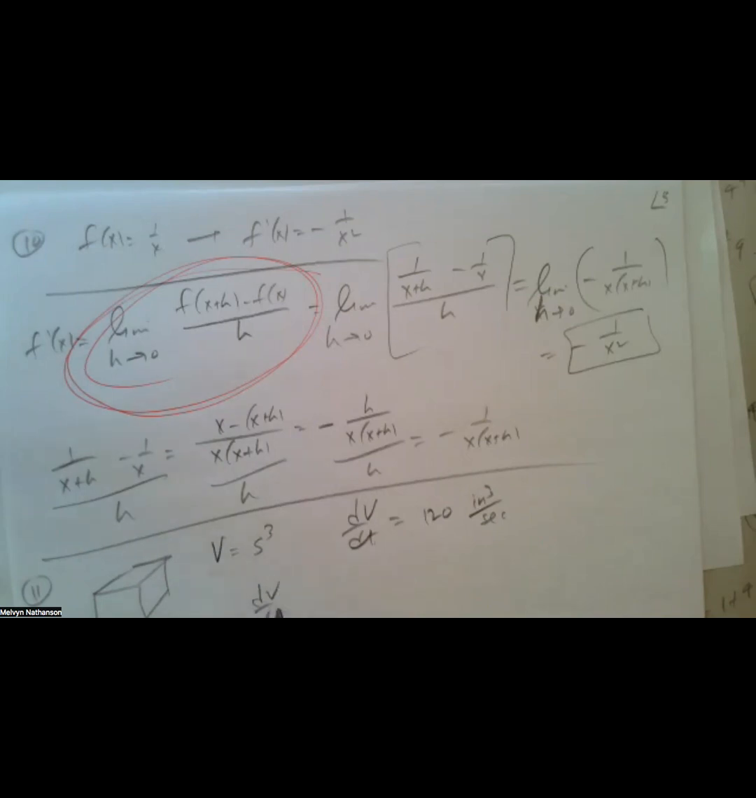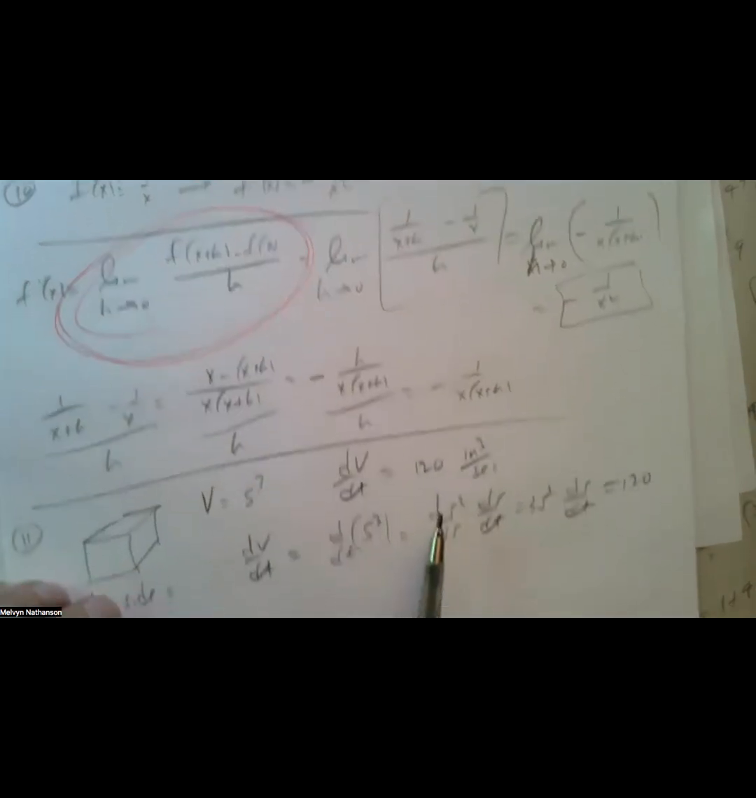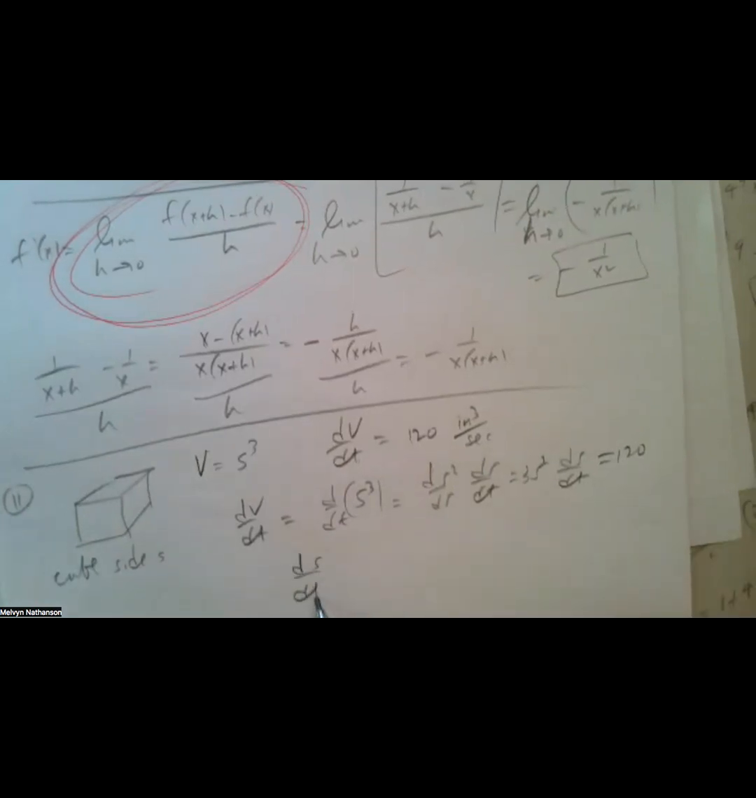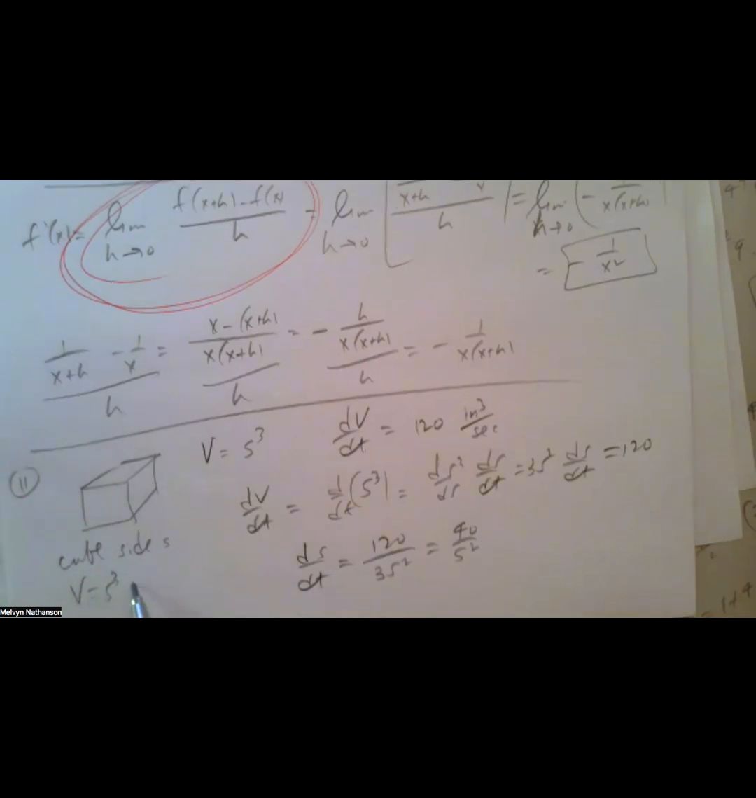So dV dt, but V is S cubed, so that's the same as the derivative with respect to t of S cubed, which is the derivative of S cubed with respect to S times ds dt. So that's 3s squared ds dt. And dV dt, we're told, is 120. So the rate at which the side is increasing is 120 over 3s squared, or 40 over s squared. And we want to know how fast is s increasing when the volume is 8. So V equals s cubed. If the volume is 8, then s is 2. 2 cubed is 8. So the volume is 8 when the side is 2.